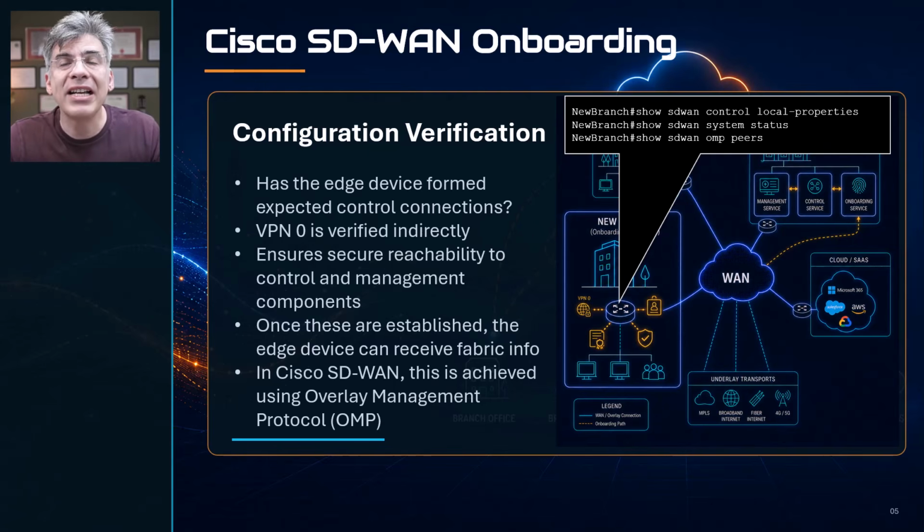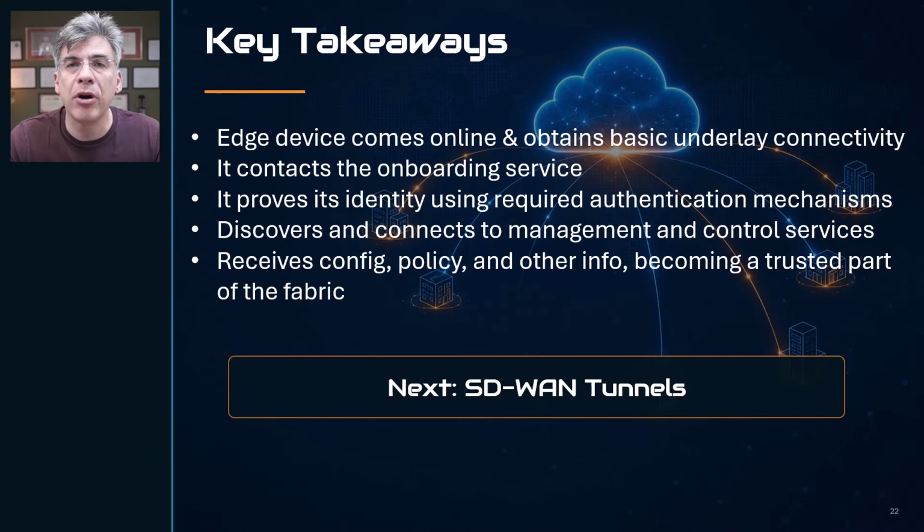So let's summarize the key takeaways from this onboarding process. First, the WAN Edge device comes online and gets basic underlay connectivity. Second, it contacts the onboarding or validation or orchestration service. Third, the device provides its identity using the required authentication mechanisms. Fourth, it discovers and connects to the management and control services. And finally, it receives configuration, policy, and control plane information and becomes a trusted part of the SD-WAN fabric.